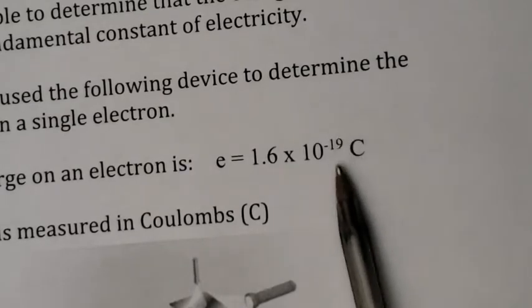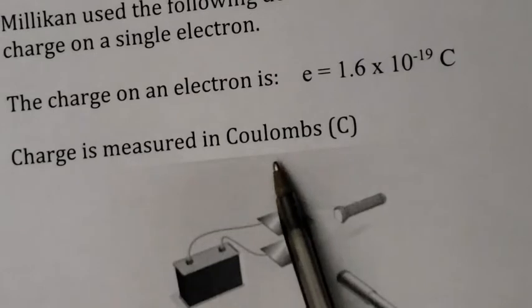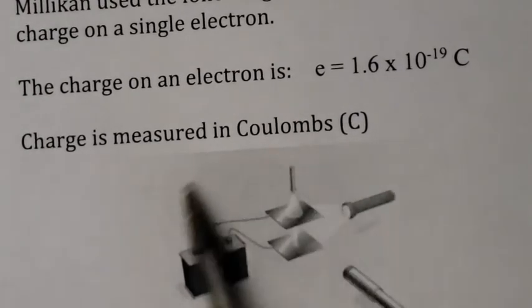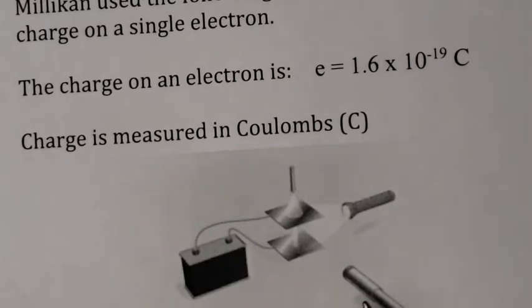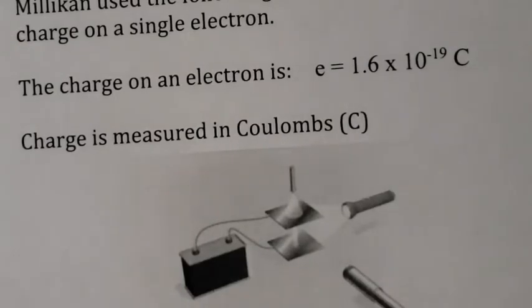The units for charge is coulombs, named after Charles Coulomb. So charge is measured in coulombs, and the symbol for coulombs is capital C. He worked on this experiment for decades, absolutely decades, but an absolute genius to come up with the charge on a single electron before anyone could figure that out or even realize that they were able to measure it.